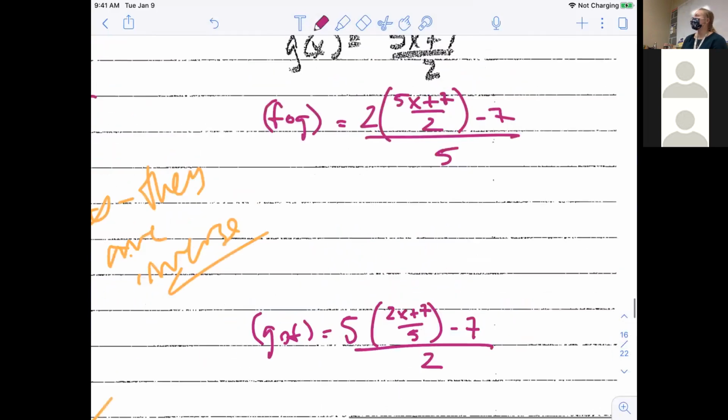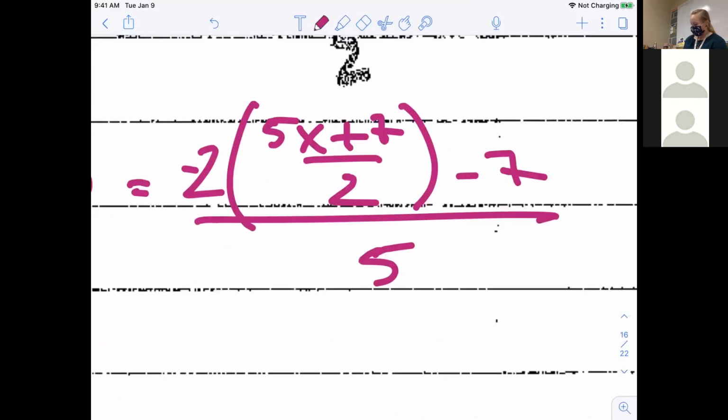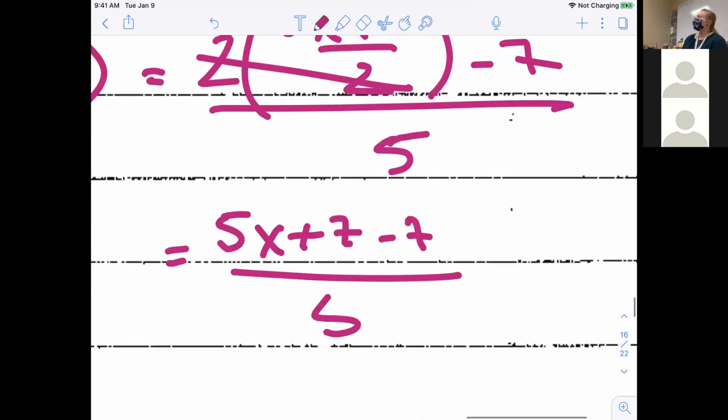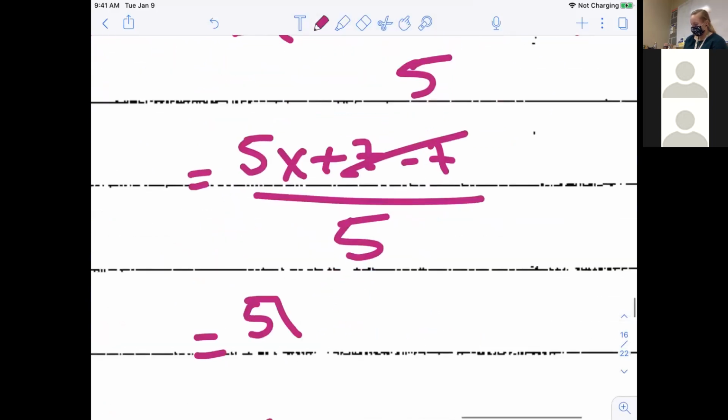All right, pause, make sure your setup's good. Is that what your setup looks like? Awesome. All right, start simplifying. I get the 2's to cancel, so I get 5x plus 7 minus 7 over 5. My 7's cancel, so I get 5x over 5. And my 5's cancel, I'm left with x. Nice.